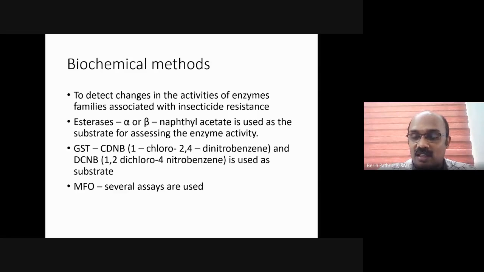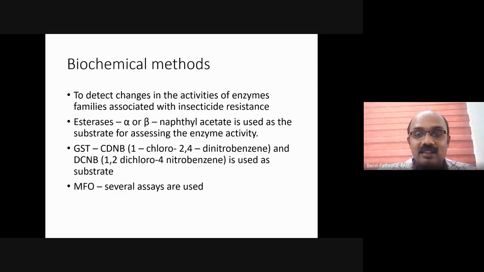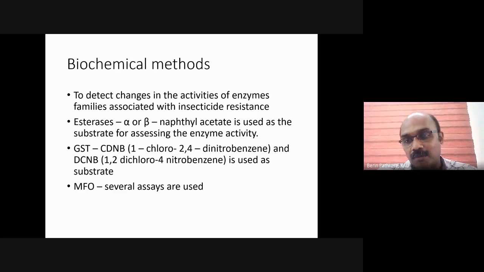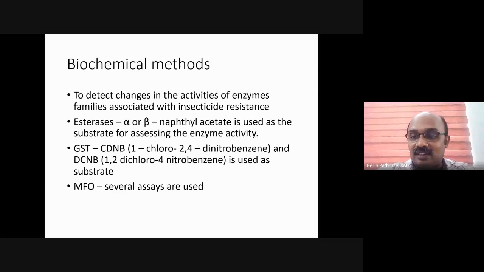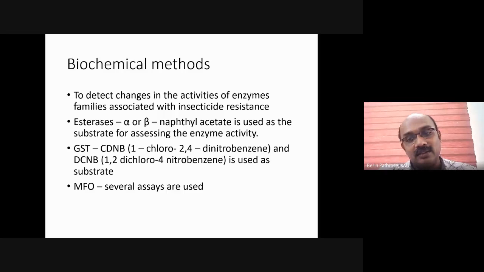For glutathione transferase, the normal substrate used is CDNB or DCNB. CDNB is 1-chloro-2,4-dinitrobenzene and DCNB is 1,2-dichloro-4-nitrobenzene. Again, the enzyme GST will react with this substrate and it will develop a color. And that color, we'll measure in a spectrophotometer.